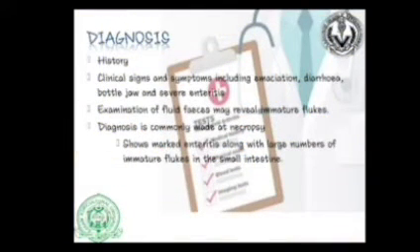Now comes the diagnosis. Let's see how we can detect the disease. Number 1. History and clinical signs. Symptoms of diarrhea, emaciation, severe enteritis, and bottle jaw condition help diagnose the disease. Examination of fluid feces may reveal immature flukes. Diagnosis is mostly made at necropsy. It shows marked enteritis along with a large number of immature flukes in the small intestine.